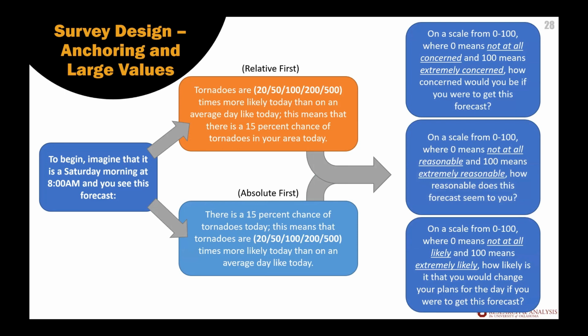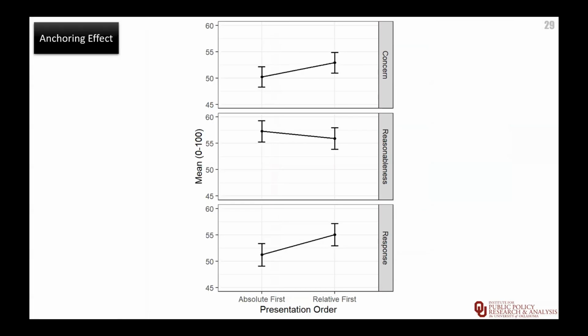After seeing this information, we asked our participants those same 0 to 100 scale questions, and then asked participants to rank how reasonable they felt that the forecast was. Because if we get a 500 times more likely than normal risk, and people think that is completely unreasonable, that's going to tell us something about that large numbers effect, that sort of living in twister effect that the broadcasters were worried about.